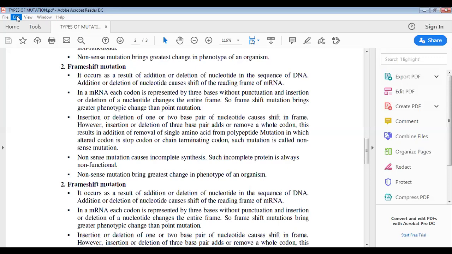Suppose it is AAC and only C is being added, so it will now be AACC. But if it is AAC and CAG is being added, something meaningful is being added, or something is being removed or deleted. This results in addition or removal of a single amino acid from the polypeptide. A mutation in which the altered codon is a stop codon or chain terminating codon is known as a nonsense mutation, and it causes incomplete synthesis.